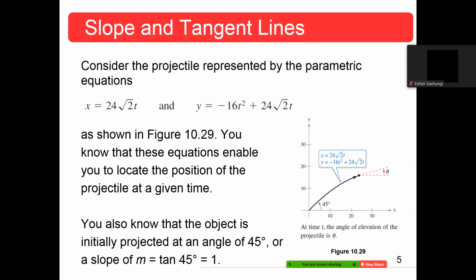Okay? Now, y is equal to minus 16t squared plus 24 root 2 t. Now, I don't know if you remember this, but this was exactly the set of equations that define an object launched at 45 degrees with a horizontal. So its initial velocity was along the bisecting angle here, 45 degrees.